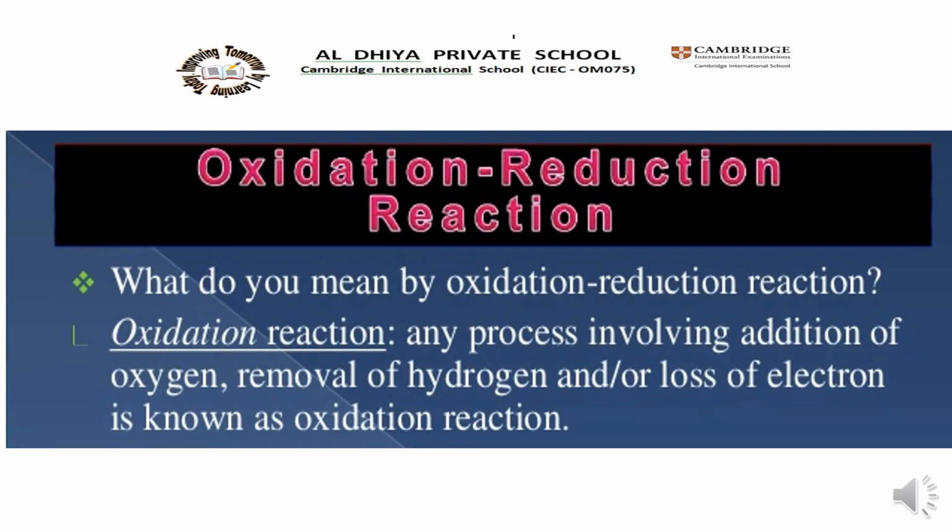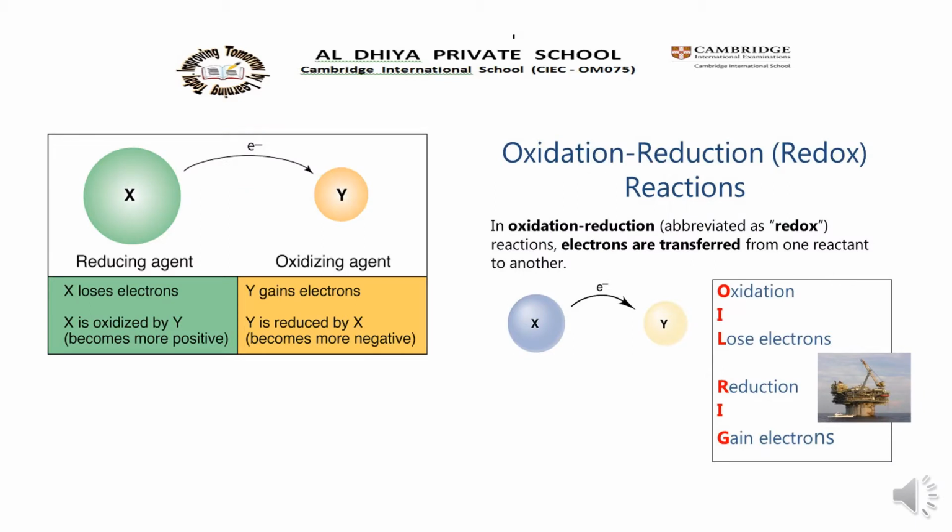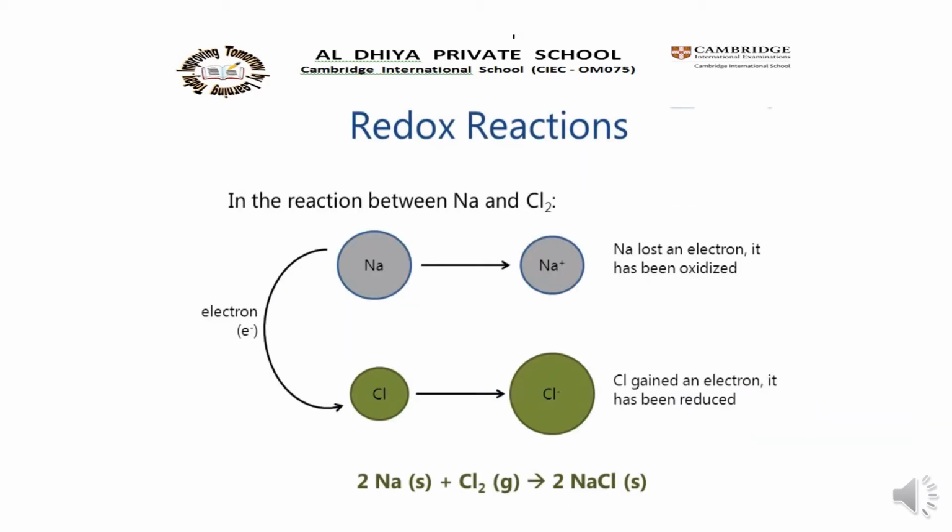Oxidation-reduction reaction. In oxidation reaction, any process involving addition of oxygen or removal of hydrogen or loss of electron is known as oxidation reaction. In oxidation-reduction reactions, the electrons are transferred from one reactant to another. Oxidation means it loses electrons. Reduction means gain electrons. Here I will show you one example in the reaction between sodium and chlorine.